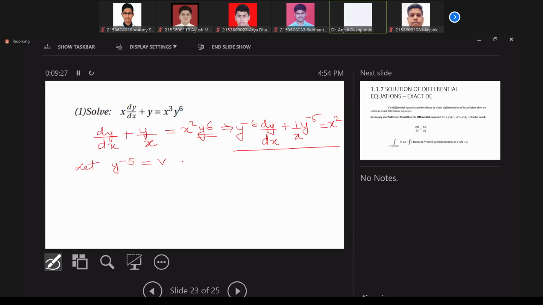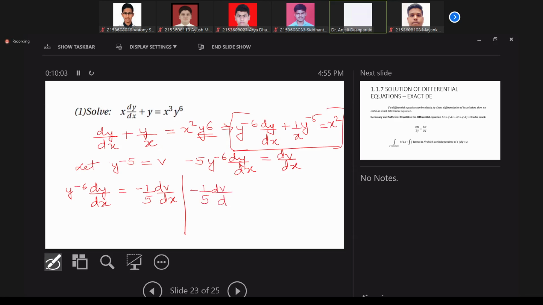Now we have to differentiate this. So using the simple principles of derivative, this will become minus 5 y raised to minus 6 dy by dx. That will be equal to dv by dx. So what we will write? Y raised to minus 6 dy by dx is equal to minus 1 by 5 dv by dx. Okay. And now we will substitute. Where we will substitute? In this modified equation. So minus 1 by 5 dv by dx. Okay. And we will have plus v by x is equal to x square.